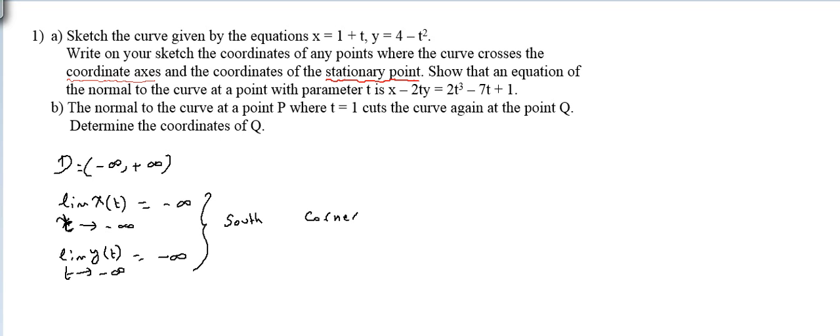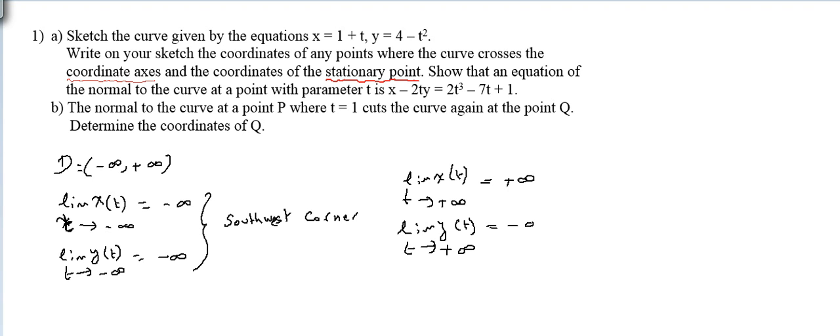This is the southwest corner, from minus infinity abscissa, minus infinity ordinate. And the limit of x of t as t approaches positive infinity is positive infinity, and the limit of y of t as t approaches positive infinity is negative infinity, that is, positive infinity of abscissa, negative infinity of ordinate. So it terminates at the southeast corner, right?